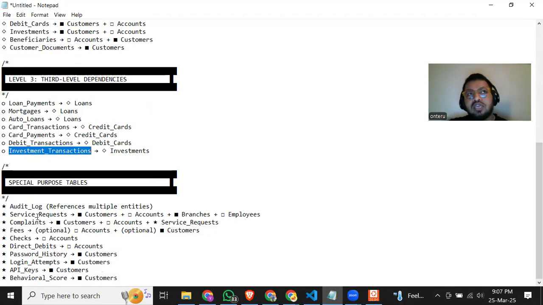So service request: if I want a new credit card or a new debit card, I'm going to request a service from this bank. That type of information is going to be stored in the service request table.